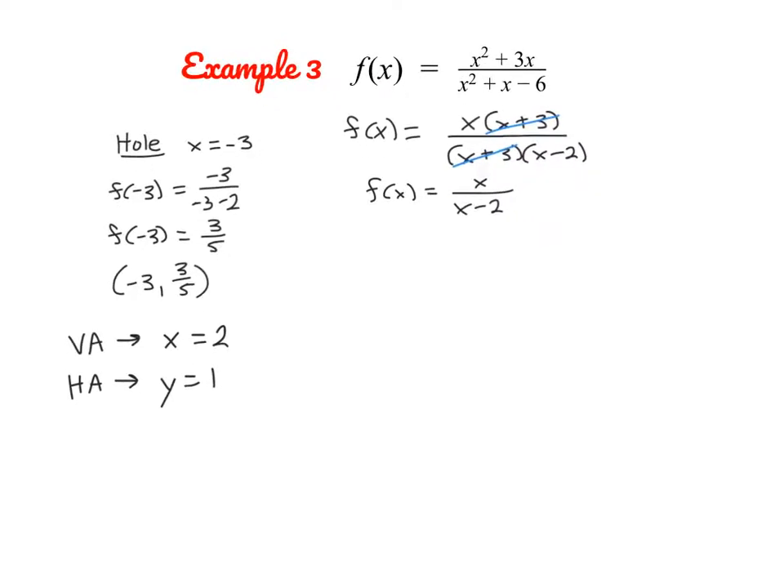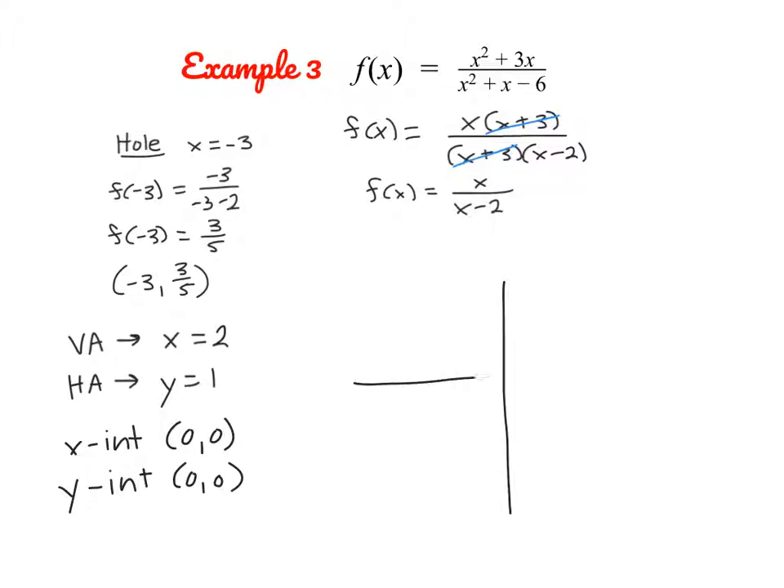Before we start graphing, we should list out our intercepts as well. So looking right here, I can see that I have an x-intercept at (0, 0). And we know that that will also be where our y-intercept is. Okay, so now we're ready to start sketching a graph.